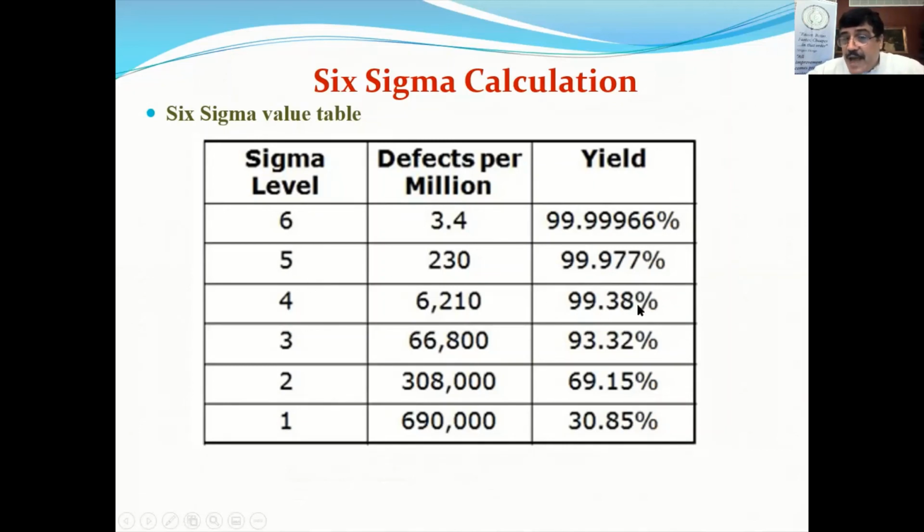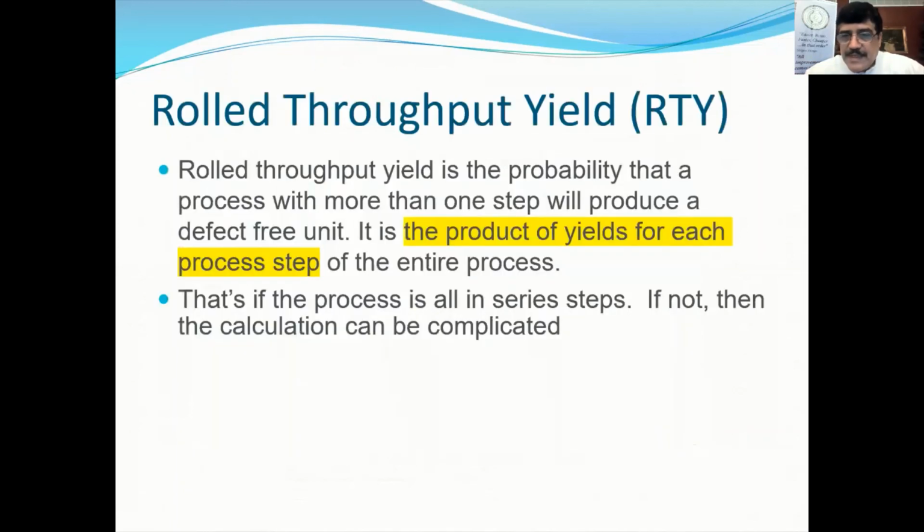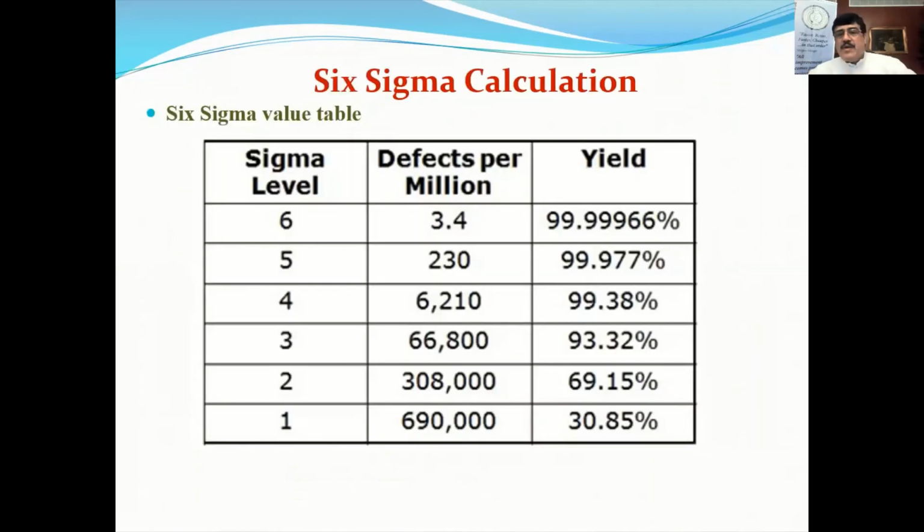I know that the yield is basically the opposite of the DPMO. This is the chances of error, and this is the chances of success. So I'm like 99.38% or 99.9% sure that my product will be fine. That's basically what it is. So that's the way you calculate your DPMO, that's the way you convert it to a sigma level, and that's the way you convert it to yield, which is the risk here.